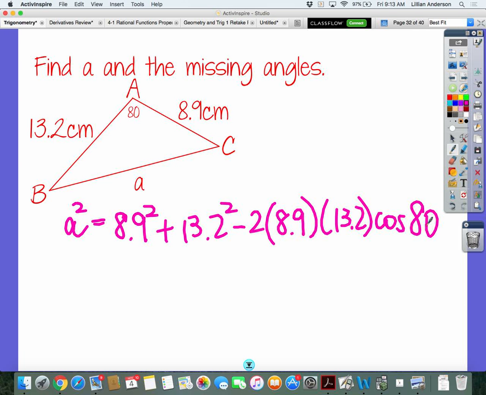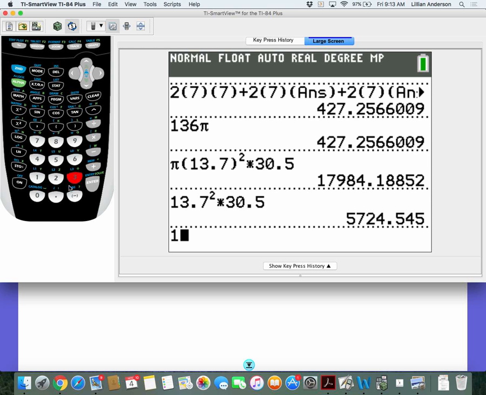I don't suggest breaking it up into pieces because students tend to square and add the first two and then subtract whatever 2 times 8.9 times 13.2 is. But you can't do that. These numbers right here are all connected together. So you would have to multiply them all together before you ever did any subtraction. However, if you just go ahead and type the whole thing in, you wouldn't even have to worry about that.